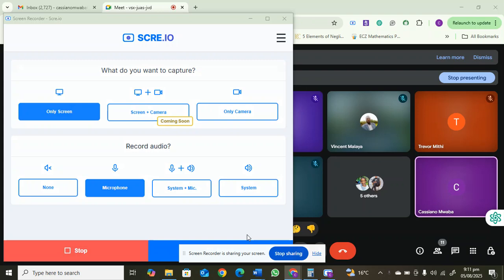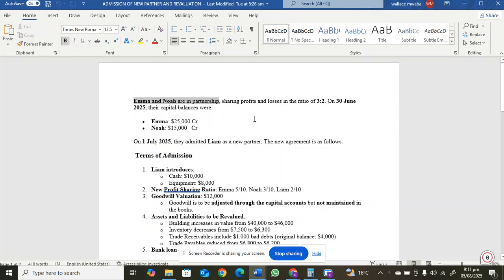Emma and Noah are in a partnership sharing profits and losses in the ratio of 3 to 2. On 30th June 2025, the capital balances were Emma 25,000 kwacha credit side, Noah 15,000 kwacha credit side. On 1st July 2025, they admitted Liam as a new partner. The terms are as follows.